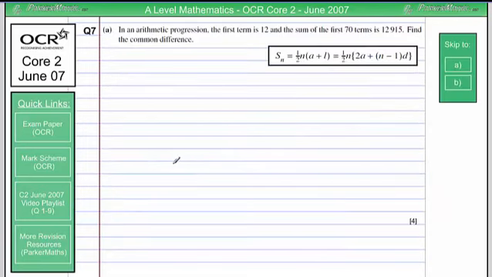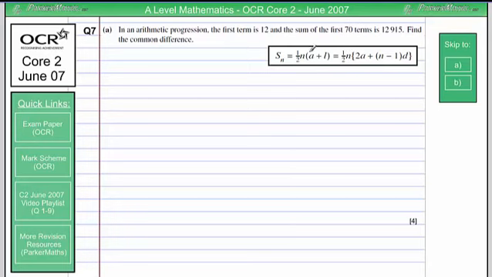Question 7 Part A. In an arithmetic progression, the first term is 12 and the sum of the first 70 terms is 12,915. Find the common difference. I've copied the formula for the sum to n terms for an arithmetic progression from the formula book. That's what you can see in this box. So we're going to use this to find the sum of the first 70 terms.